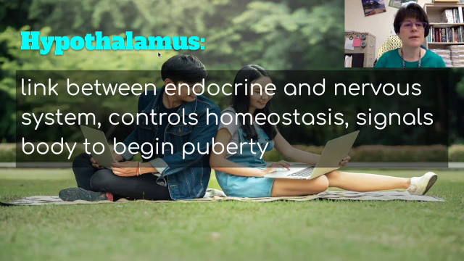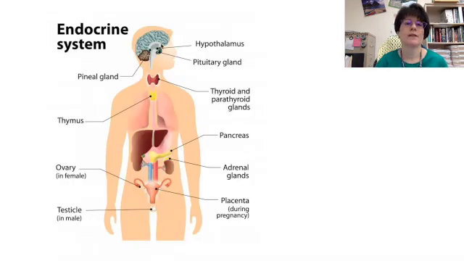The hypothalamus is the link between the endocrine and nervous systems, and it controls homeostasis, so maintaining stability in your body, and signals the body to begin puberty. So that is the hypothalamus. So body changes that you are starting to see now are partly due to the hypothalamus.